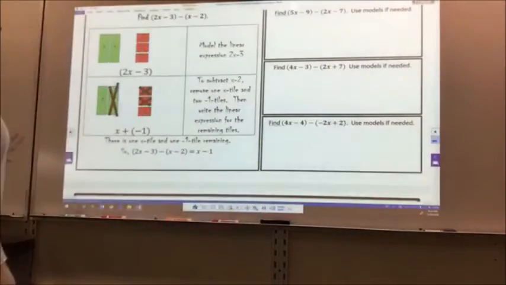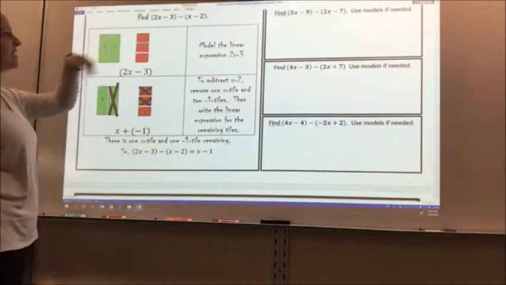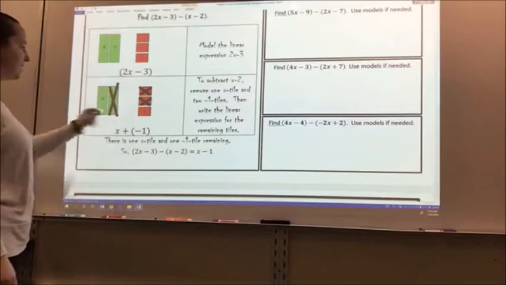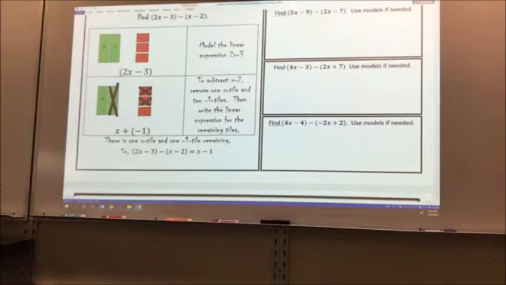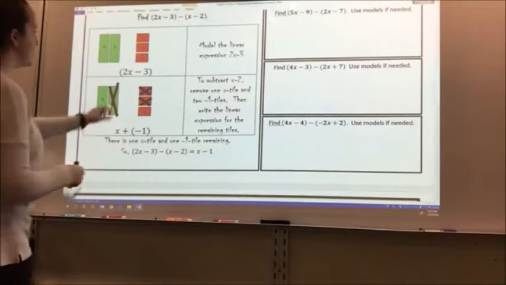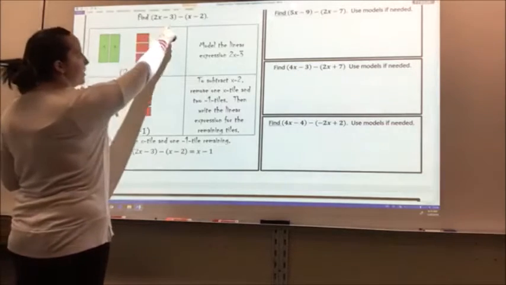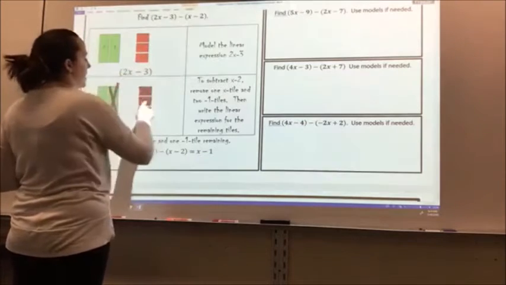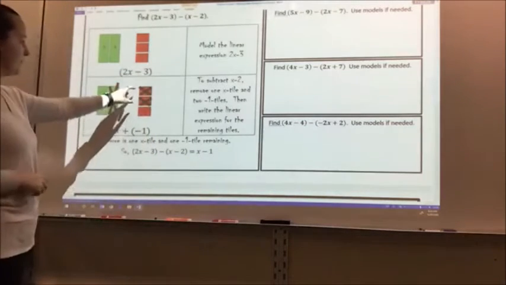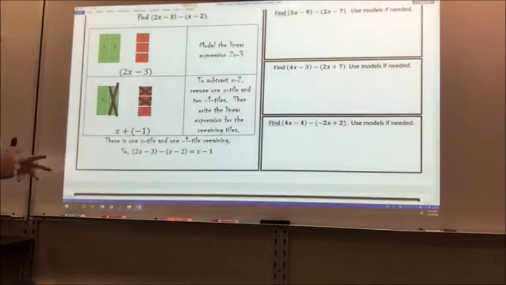Okay, I can do the same type of thing here. So I have 2x minus 3. So I drew my 2x minus 3 minus x. So I took away an x. X is gone. Minus 2. So I'm taking away 2 negatives. Okay? So I took away 2 negatives. This was a negative to begin with. Minus a negative. So I'm taking away 2 of them.